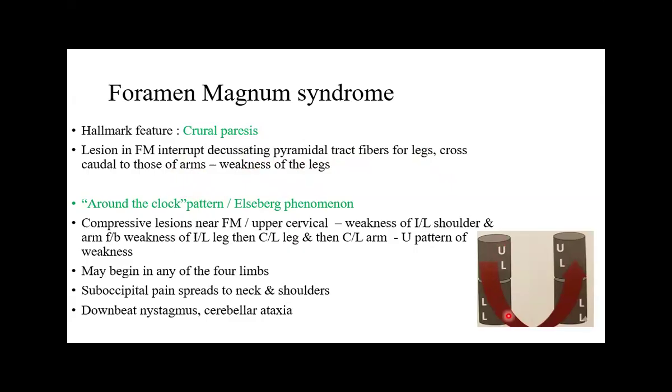And they will have this around-the-clock pattern or the Elsberg phenomenon, where compressive lesions near the foramen magnum or upper cervical cord will cause weakness of the ipsilateral shoulder and arm, followed by weakness of the ipsilateral leg, then the contralateral leg, and then the contralateral arm. So this is also known as a U pattern of weakness, which may begin in any of the four limbs. And in foramen magnum syndrome, they may also present with suboccipital pain that spreads to the neck and shoulder, and downbeat nystagmus and cerebellar ataxia.